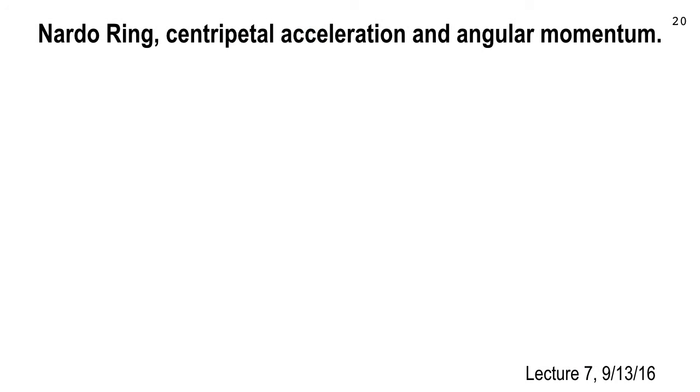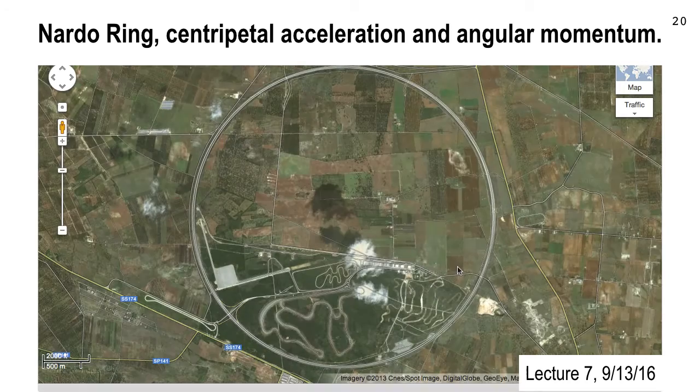Now, about lecture 7, we started talking about circular motion, uniform circular motion, the Nardo ring. And there it is. Centripetal acceleration, v squared over r. And we started talking about angular momentum. Torques, balancing the seesaw. Right? And you're going to have a review question today about balancing a seesaw, so that'll be good.